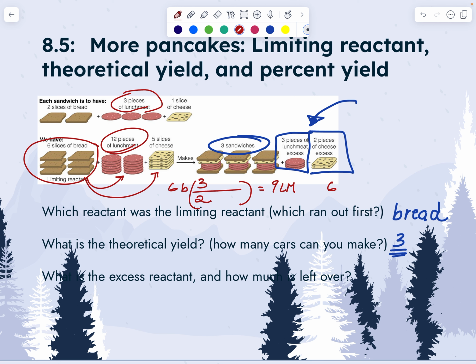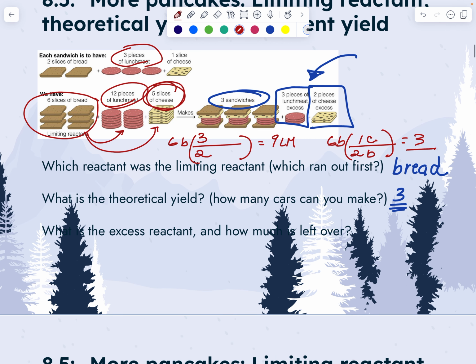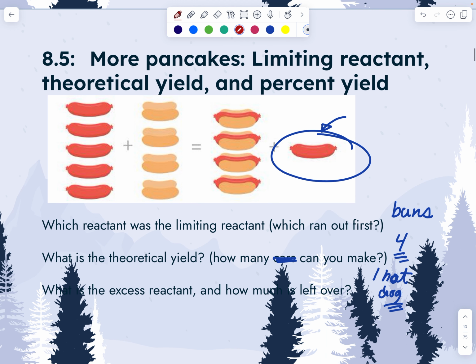If I start with 6 slices of bread, how much cheese will I need? Well, this tells me for every 2 slices of bread, I would need 1 cheese. So that means I would only need 3 slices of cheese. I have 5. So I have more than enough lunch meat and more than enough cheese to use up all my bread. So bread is the limiting reactant, right?